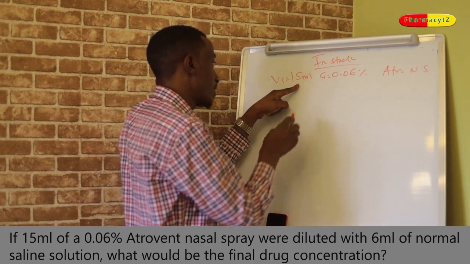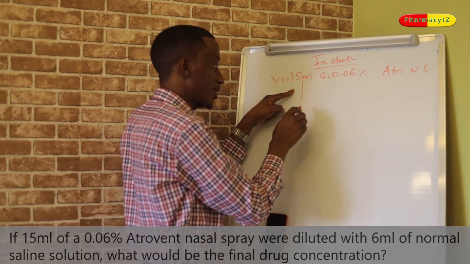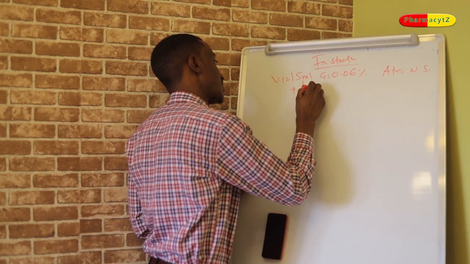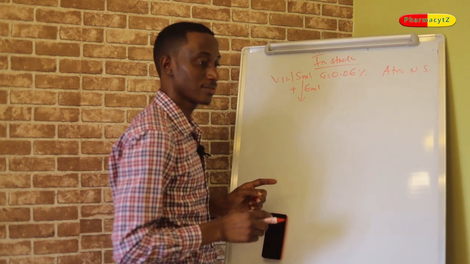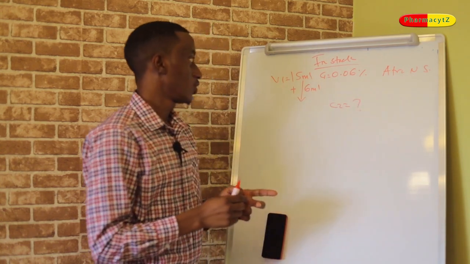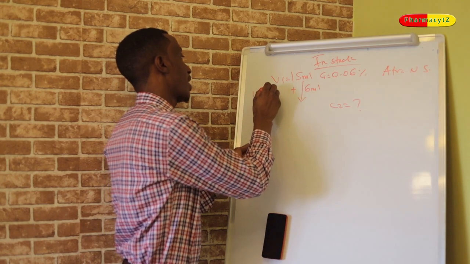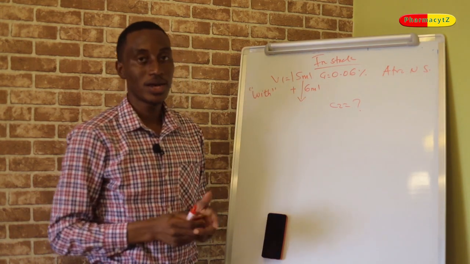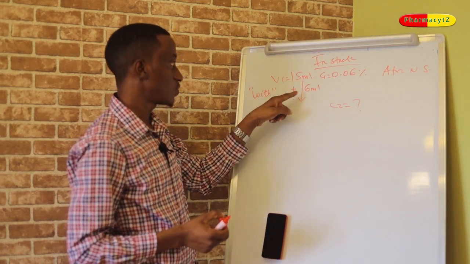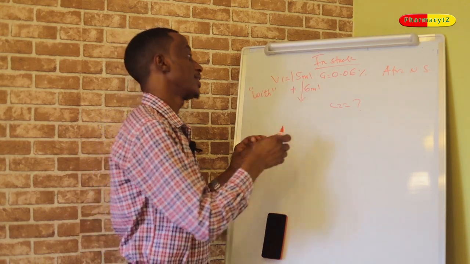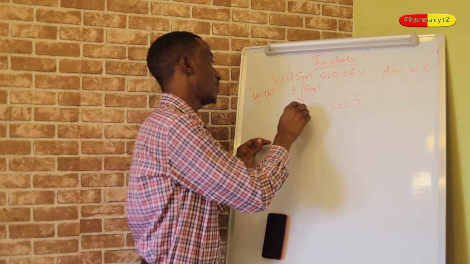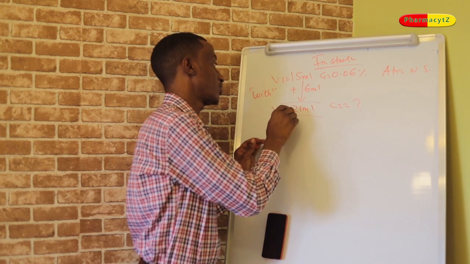Then this 15 mils was diluted with 6 mils to what? We don't know. So what is the final concentration? Taking into consideration the word with, the word with indicates that there was an increase in volume. So if 15 mils were diluted with 6 mils, then the final volume is 15 plus 6. At the end of dilution, we shall have 21 mils. Then that is volume 2.